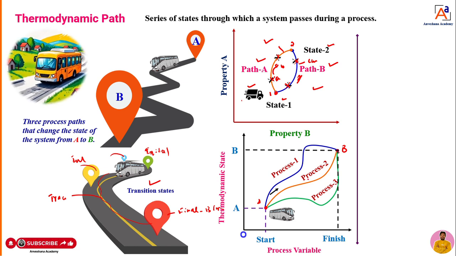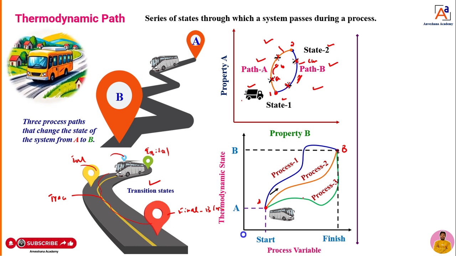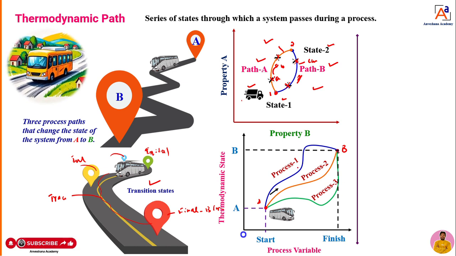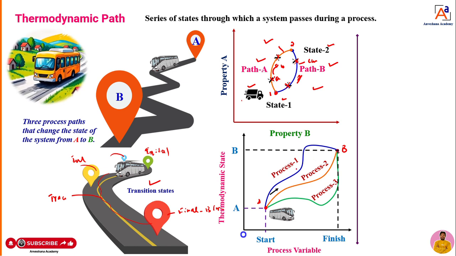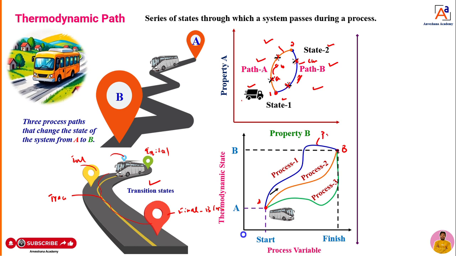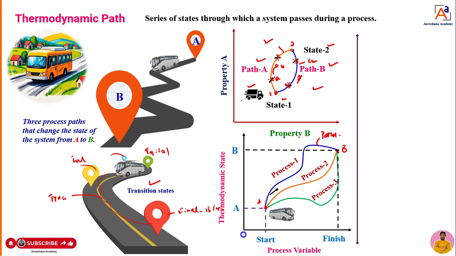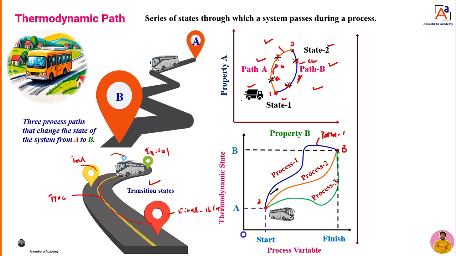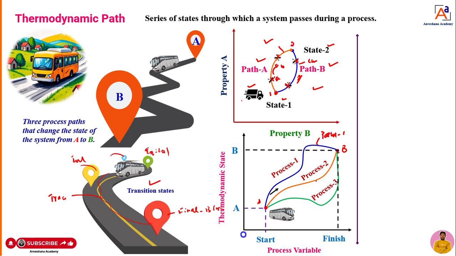Either it may go in this fashion, or in this fashion, or in this fashion. What will happen now? It is going to cross the series of states in all paths or all processes. Whatever path that may be, that path we can call a thermodynamic path. You can call it path 1, path 2, path 3, like that, dear students.